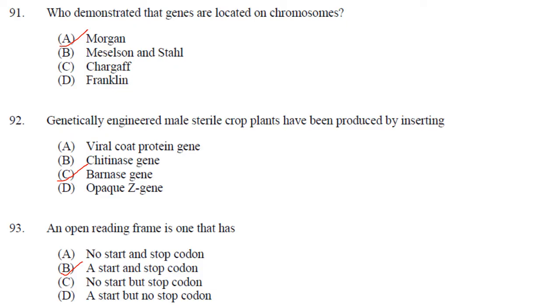So Barnase gene, it targets the tapetal cells. Now what is the importance of this tapetum? It is important for the nutrition and development of pollen grains as well as a source of precursors for the pollen coat. So genetically engineered male sterile crop plants can be produced by inserting Barnase gene. Answer is option C. Then next one.